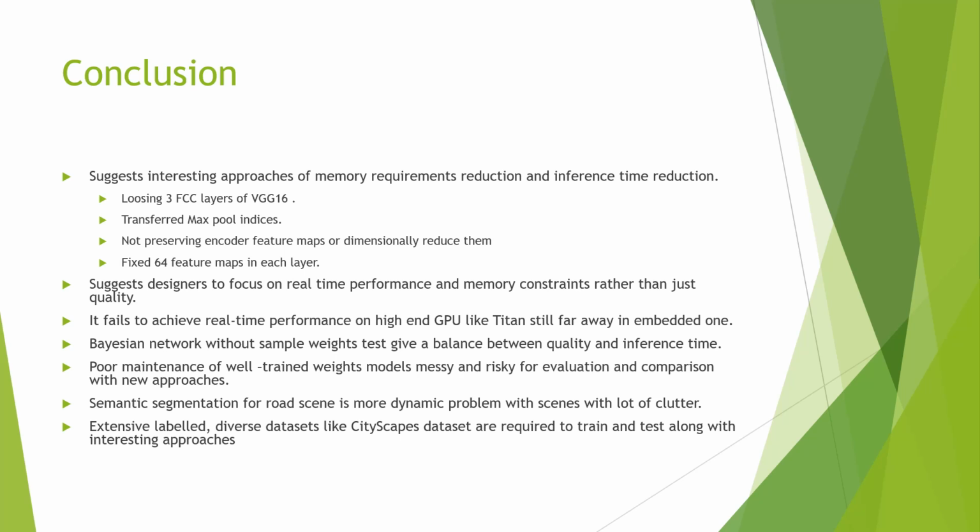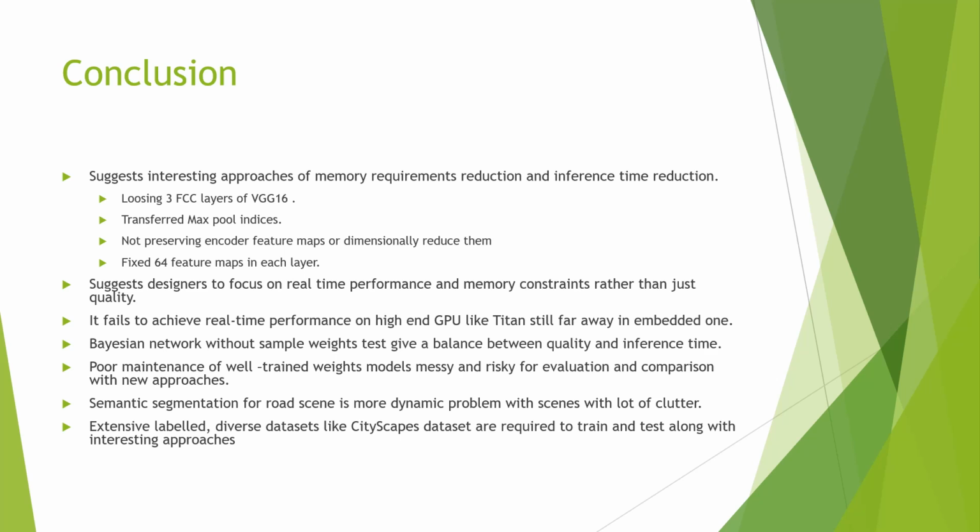Suggestions for semantic segmentation include interesting approaches for memory requirement reduction and inference time reduction: losing the three fully connected layers of VGG16, transferring max pool indices, not preserving encoder feature maps and dimensions to reduce them, and 64 feature maps in each layer. SegNet is designed to focus on real-time performance and memory concerns rather than just quality. It fails to achieve real-time performance on a high-end GPU, so an embedded GPU is still far away. Bayesian SegNet sampling gives a balance between quality and inference time.